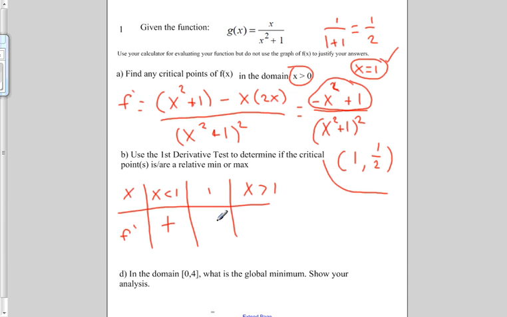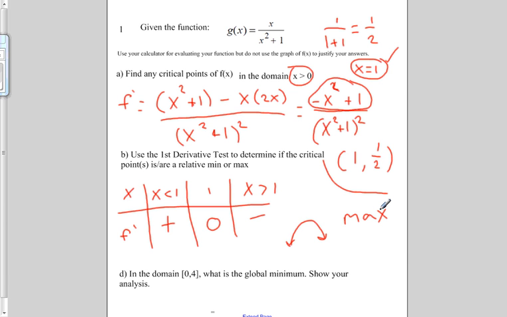When x equals 1, we just found that out. It equals 0. And when x is greater than 1, this is going to be negative and larger in magnitude than the 1. So the whole thing will be negative. So that implies that it's positive, 0, negative, a max. And the last question says, what would be the global minimum on that range?